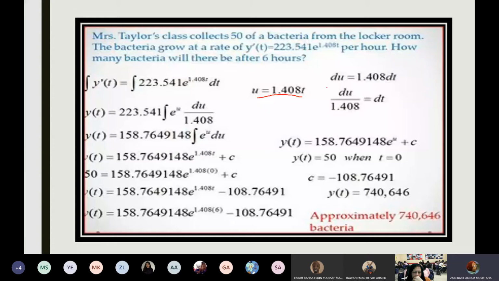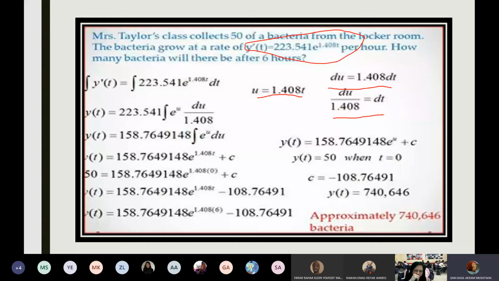Then you make dt the subject to find this. So dt is equal to du over 1.408. After that, we should integrate the function they gave us in the question, which is this function here. First of all, we took this constant outside the integral sign. And then we want this du alone, okay? So we divide this number by 1.408.